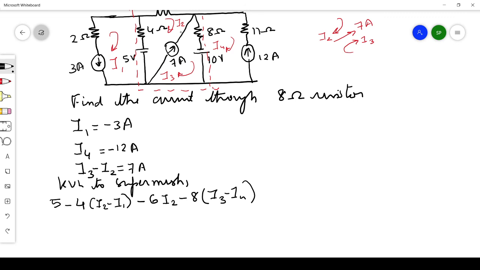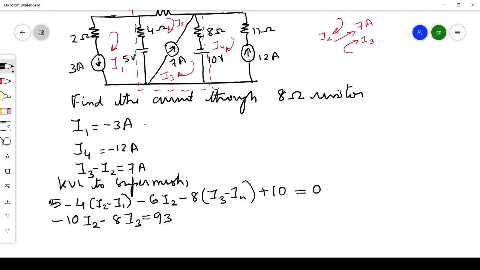Then we have this 10 volt. When we move in the clockwise direction, we go from the negative terminal to the positive terminal of the battery, so there is a potential rise and we give a positive sign: plus 10. Then moving around the super mesh, we come across the 5 volt battery, going from negative to positive, which we have already taken into consideration, so I have taken the 5 already. This is equal to 0. So we have written the KVL for the super mesh. Now when you simplify this equation, I get minus 10I2 minus 8I3 is equal to 93.